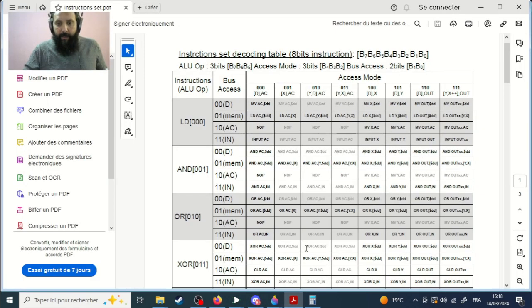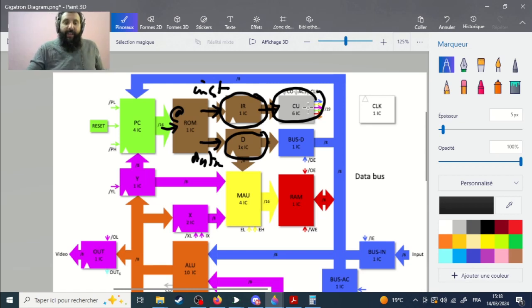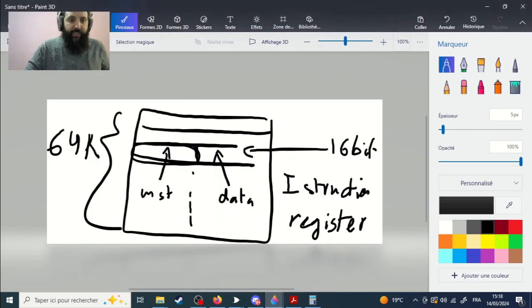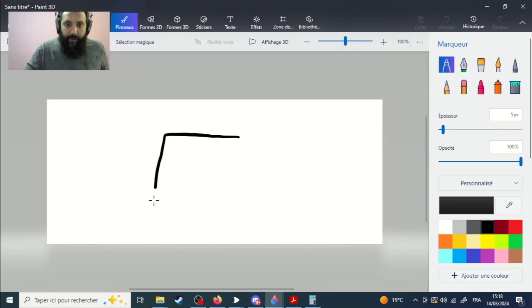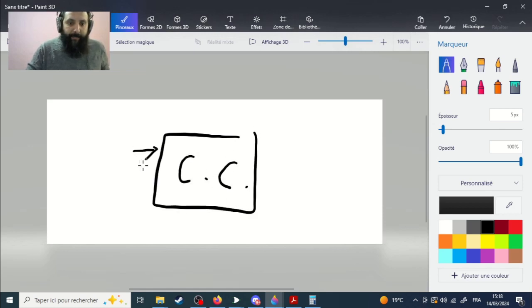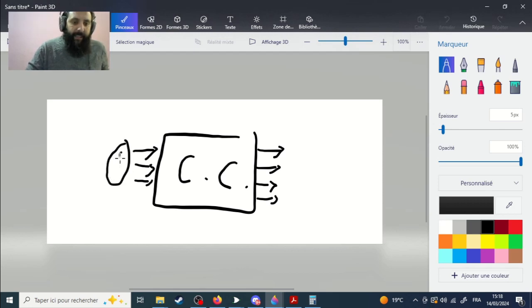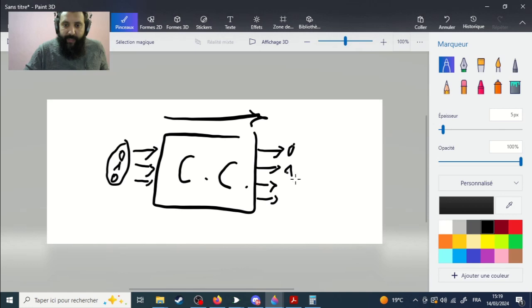The control unit is a combinational circuit. If you remember how a combinational circuit works, it immediately throws out its output. You know that normally. You have a combinational circuit with many inputs and many outputs. If you give some values here, it will immediately process the data and produce some values here, depending on the design of the combinational circuit.